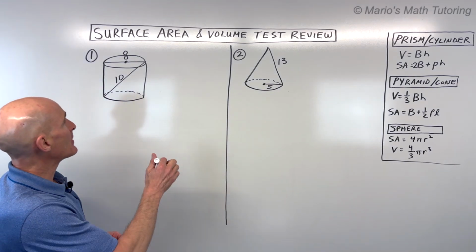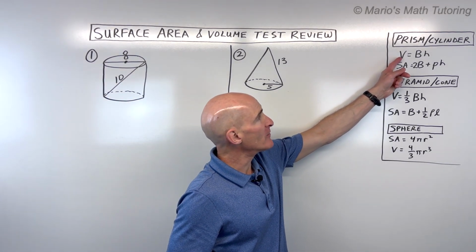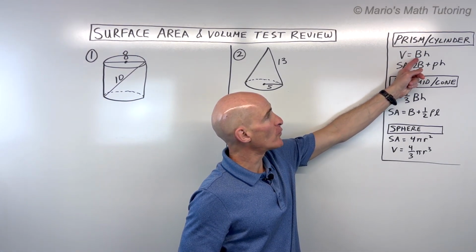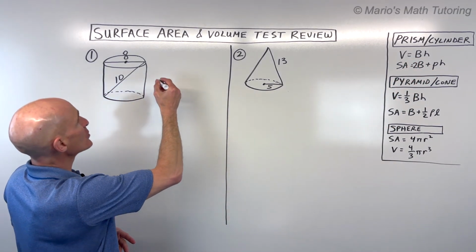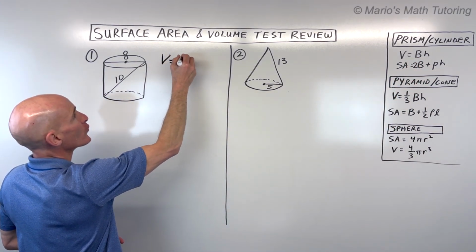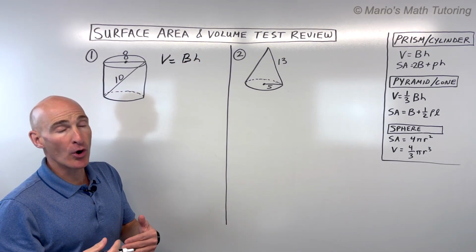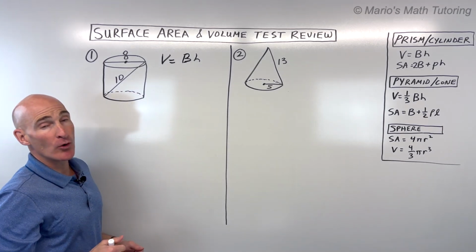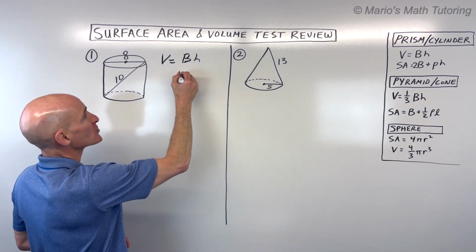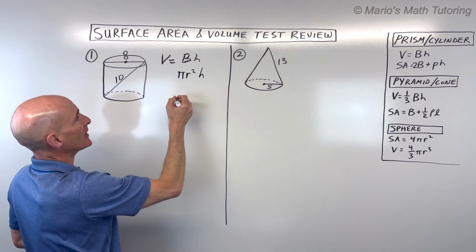But for this first example, we've got a cylinder, and when we find the volume of a cylinder or a prism, we use this formula: area of the base times the height. What I like to do personally is write down the general formula first, and then if I have a sub-formula, I can put that below it. The area of the base, this is a circle, and I know that the area of a circle is pi r squared. So I'm going to replace B with pi r squared times the height.